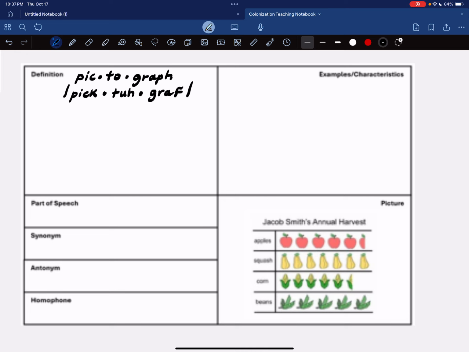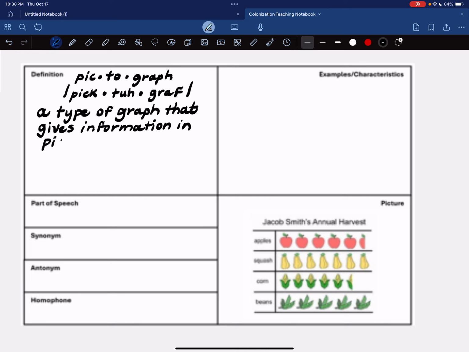A pictograph is a type of graph that gives information in picture form.